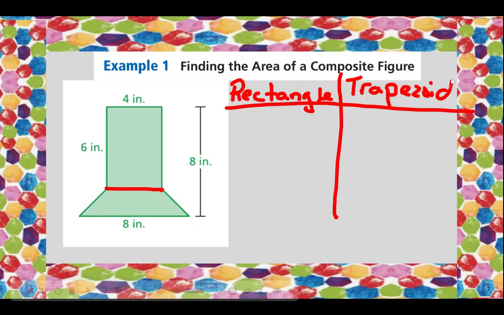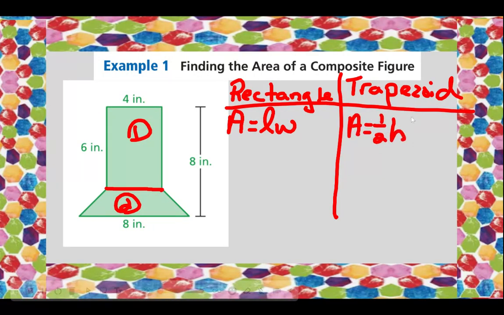And then what I want to do is write the formula down. Sometimes I'll put a 1 in here and a 2 in here, just so I know what shape I'm doing. So rectangle formula is area equals length times width. The trapezoid formula is area equals 1/2 the height, base 1 plus base 2.